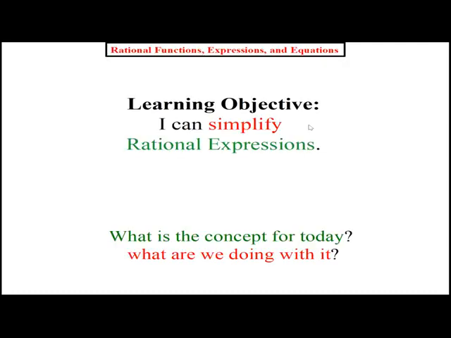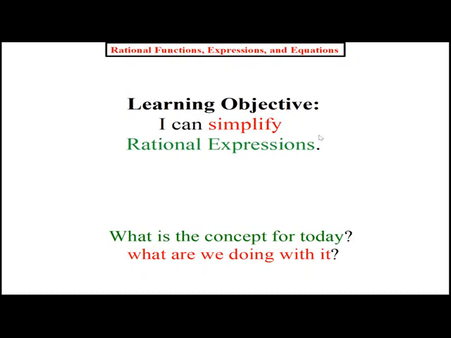Our objective for today, I can simplify rational expressions. Once again, I can simplify rational expressions. And if you notice the main topic at the top, which we'll get to pretty soon, is rational functions and rational equations included with rational expressions. But today we're only going to focus on rational expressions. What's our main concept once again, Zach? Rational expressions. Thank you. Yes, and we're simplifying today.